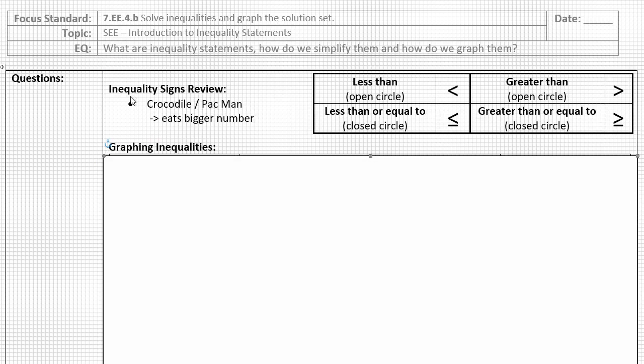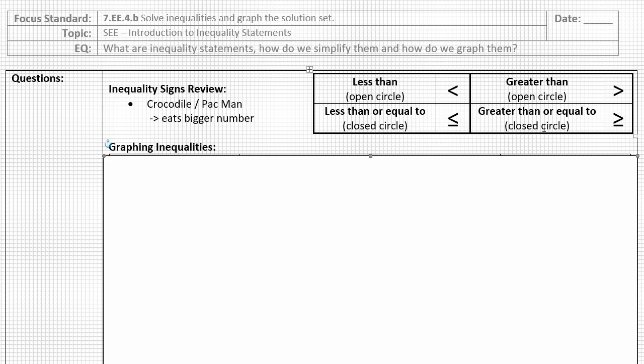And a couple things that I want to review. When you're first taught about these inequality symbols, oftentimes you're taught that it's like a crocodile or a Pac-Man where it eats the bigger number. So here we have the less than symbol and the less than or equal to. Over here we have the greater than and the greater than or equal to. You can see that I've included in parentheses whether we use an open circle when graphing or whether we use a closed circle.